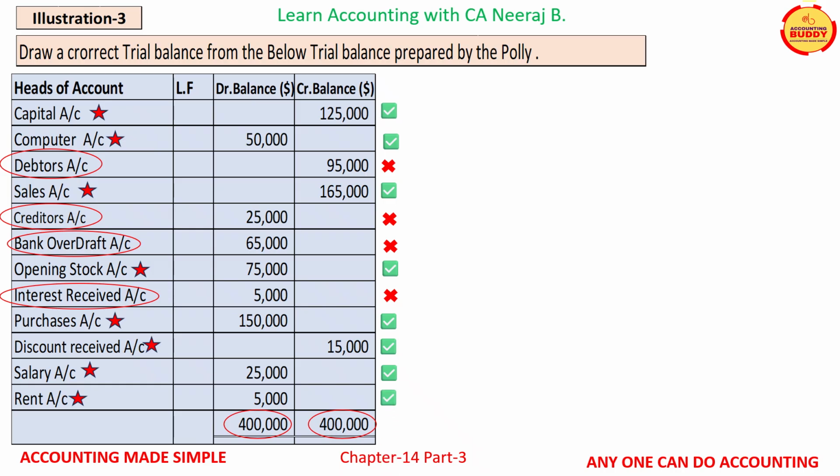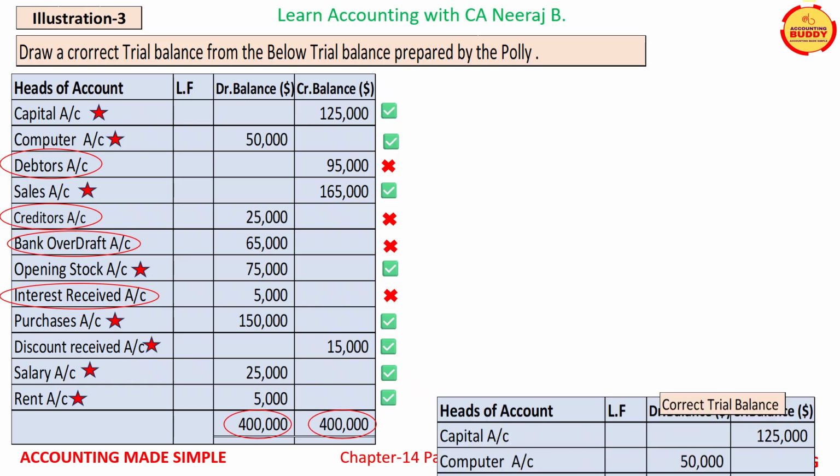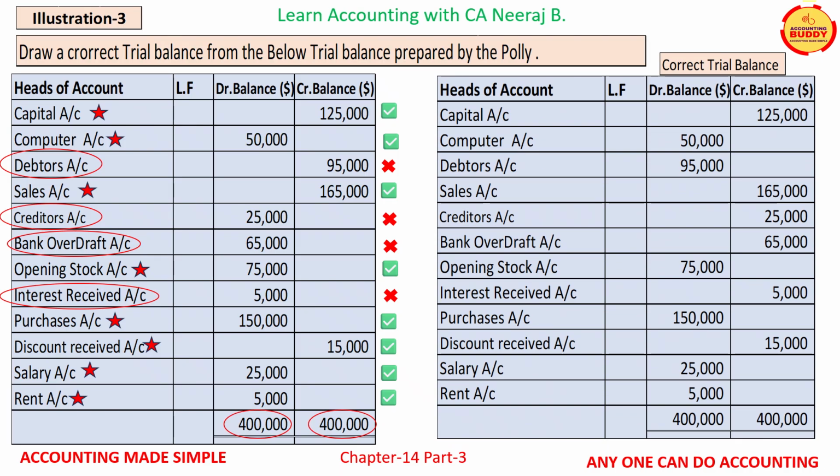In this trial balance appearing on your screen, 4 account heads are wrongly placed, but still the trial balance is tallied. Post correction, the revised correct trial balance is now appearing on your screens. Debtors account for $95,000 is correctly placed in the debit column. Creditors account of $25,000 is correctly placed in the credit column.